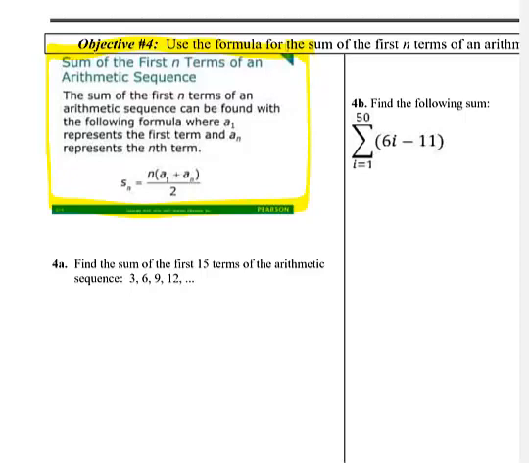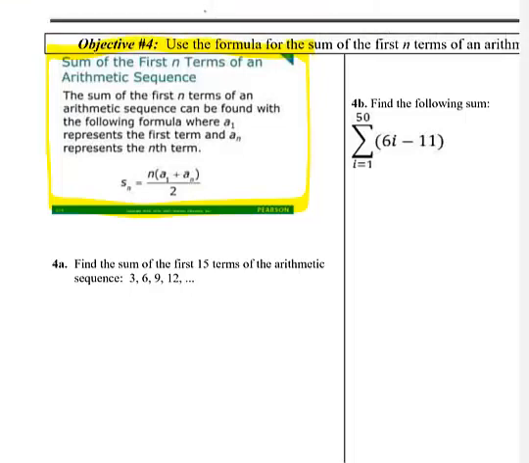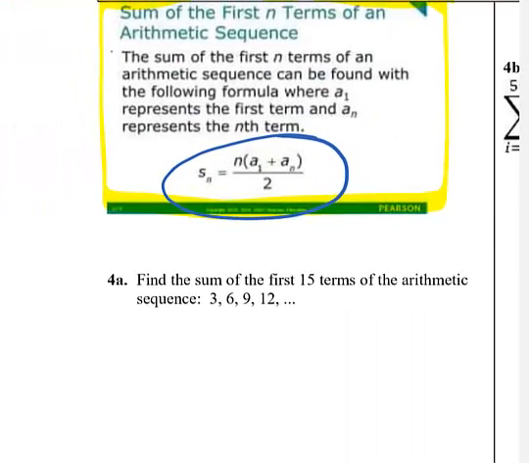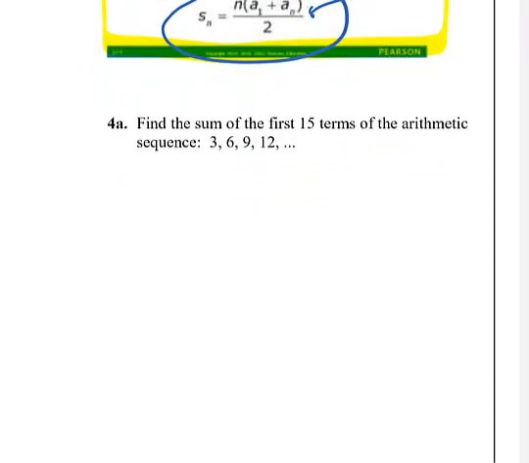But this last objective gives us a way to calculate the sum, or the summation notation like we saw in the previous section, as long as your general term is that of an arithmetic sequence. So this is our formula here. As they said in the box, the sum of the first n terms of an arithmetic sequence can be found with the following formula, where a1 represents the first term and an represents the nth term. So it's kind of like the average of the first and the last term, and then times n. It's kind of confusing, but once we see an example, it'll make more sense.